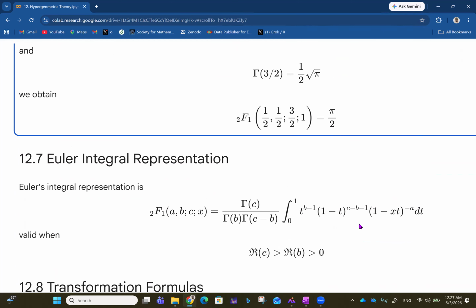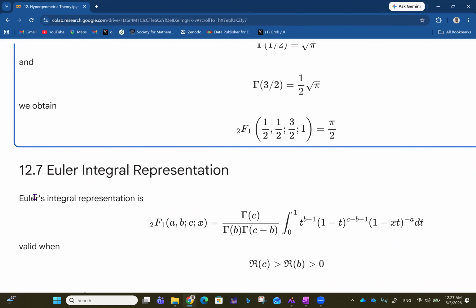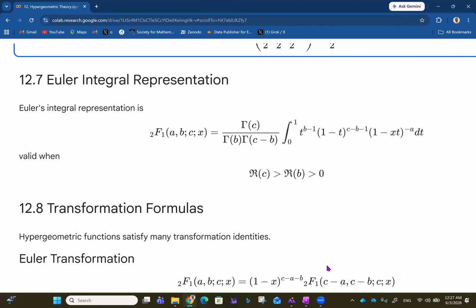Then we have the Euler integral representation. Euler's integral representation is 2F1 of a, b; c; x equals gamma c over gamma b gamma c minus b, integral from 0 to 1 of t raised to b minus 1, 1 minus t raised to c minus b minus 1, 1 minus x t raised to minus a, dt. And that is valid when the real part of c is greater than the real part of b, and all of that is greater than 0.